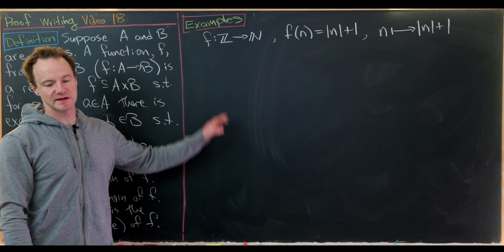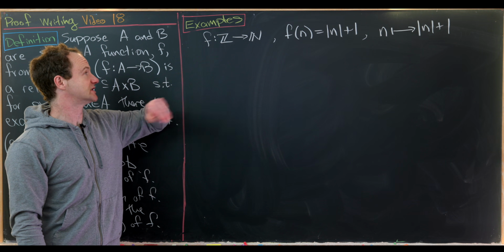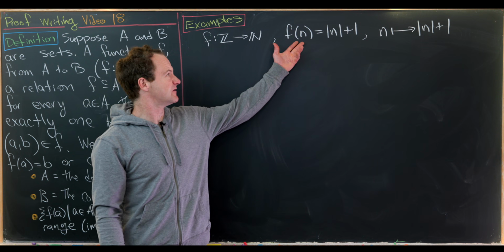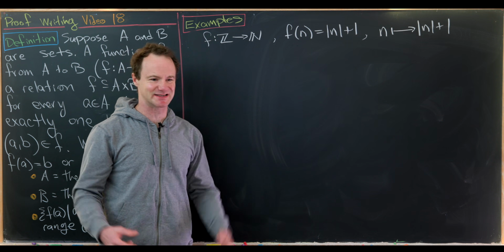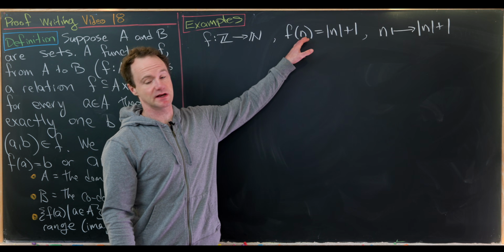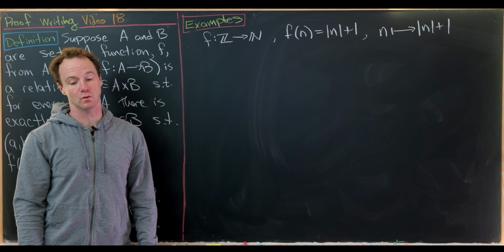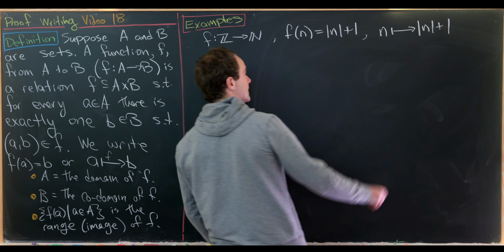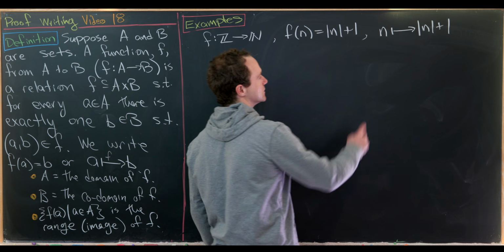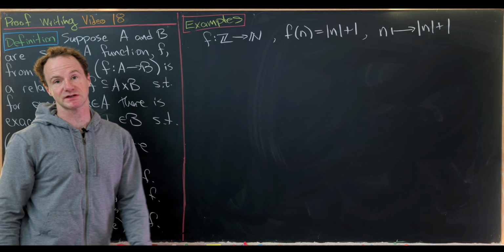For our next example, let's consider the function f. Its domain is the integers and its codomain is the natural numbers. And we'll define it via this rule here. This is a standard way of defining a function. When f acts on n, it gives us the absolute value of n plus 1. Or we could equivalently define it by this arrow rule: n is mapped to the absolute value of n plus 1.